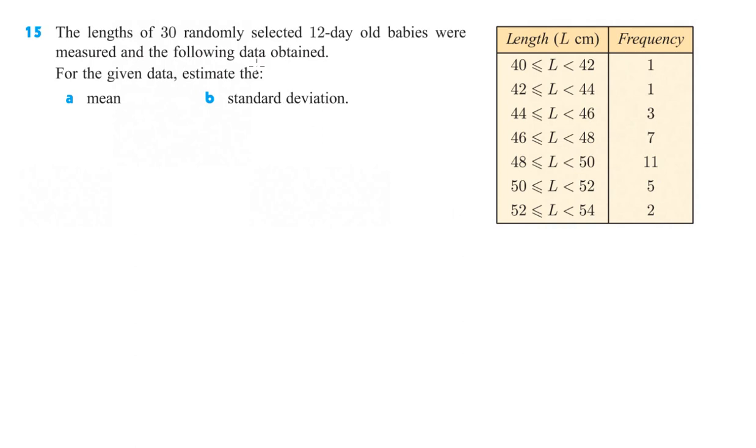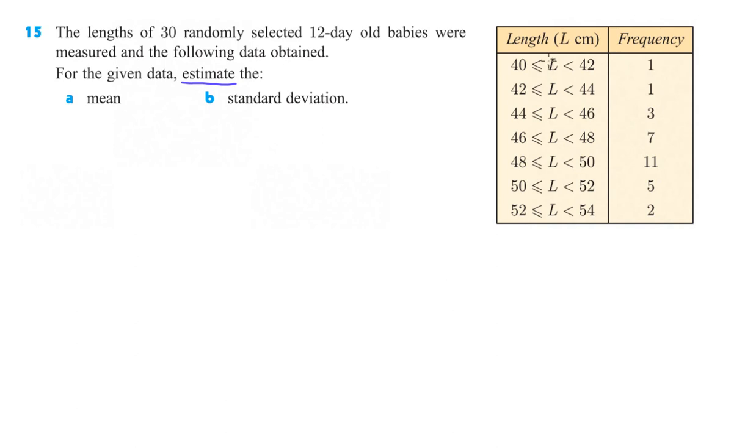I'm going to take you through some of the problems on the 12J Part 2 assignment. First one we're going to take a look at here is 15. The lengths of 30 randomly selected 12-day-old babies were measured and the following data obtained. For the given data, estimate the mean and the standard deviation. So it does say to estimate. So we'll have to figure that one out here.